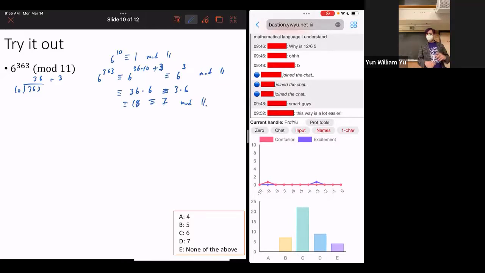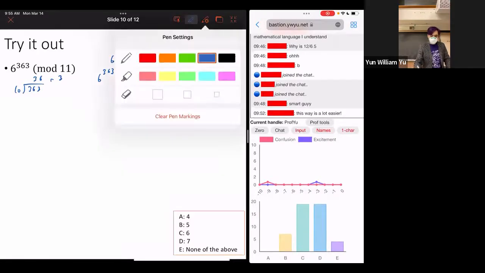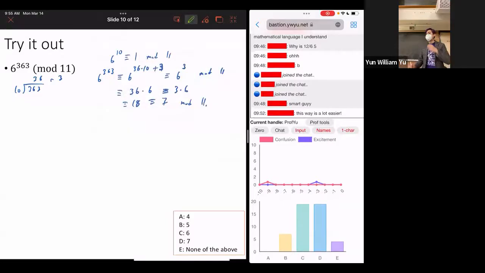Since a lot of people got 6, could someone who got 6 mention what you did differently there than what I did? So one thing that you need to be careful about is when you're doing this division, normally when you're doing mod 11 division, you divide by 11, right? But when you're canceling out powers, you divide by the modulus minus one. So you divide by this 10 here instead of by 11.